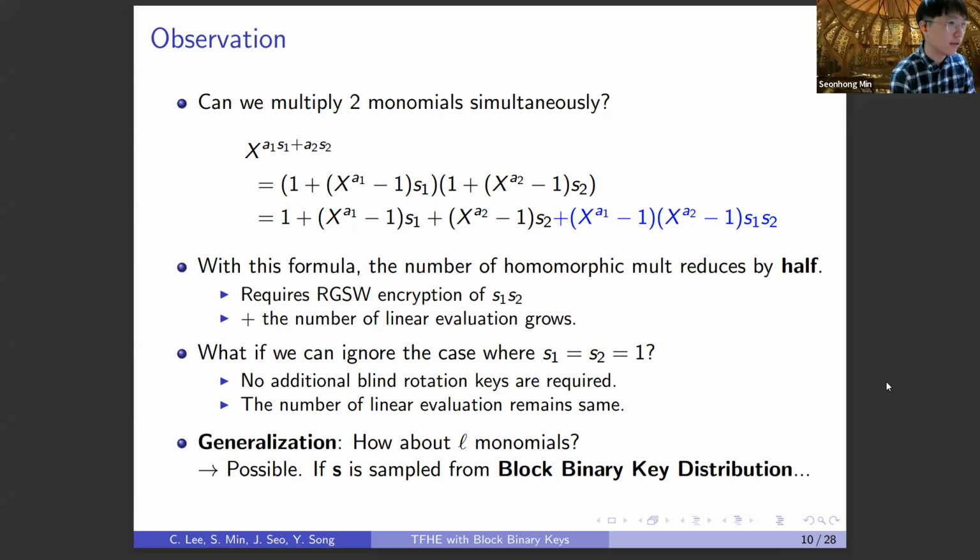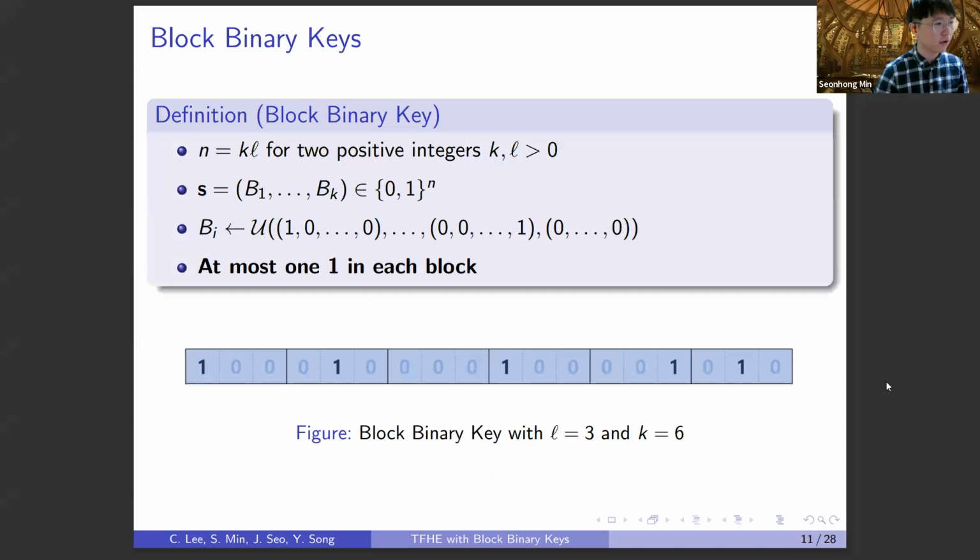It is possible if the secret key is sampled from a distribution called the block binary key distribution. In a nutshell, the block binary key distribution is a distribution where n is given by k times L, and the secret key s is a concatenation of k different blocks, and in each block there is at most one 1. It will be much easier if you look at the figure. As you can see, there is only one or no ones at all in each block.